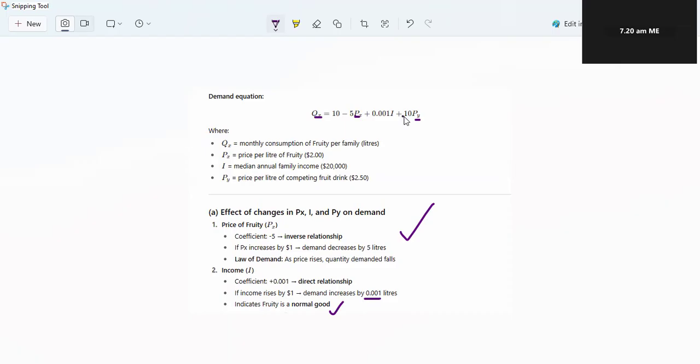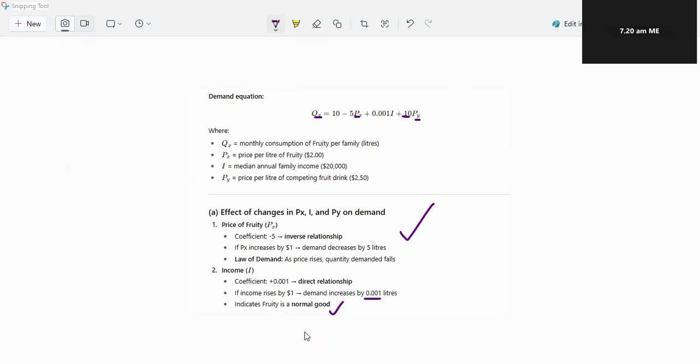Can you try on this one? What does this mean? The plus 10 is also showing a direct relationship, right? So if a $1 price increase for the other good, it will mean that the demand for fruity drink will increase by 10 liters. So this shows a substitution effect. Okay, it's a substitution effect. All right. How together are you so far on that?